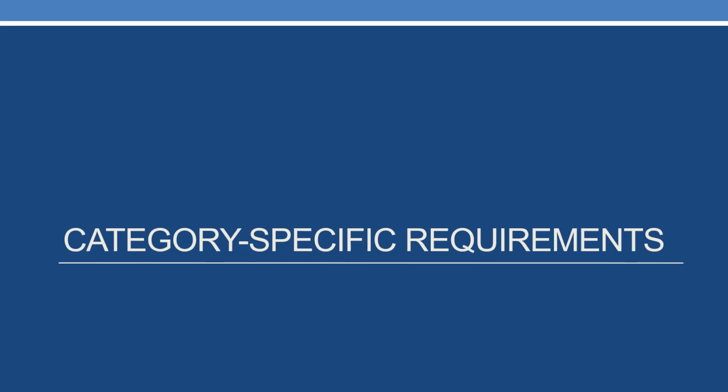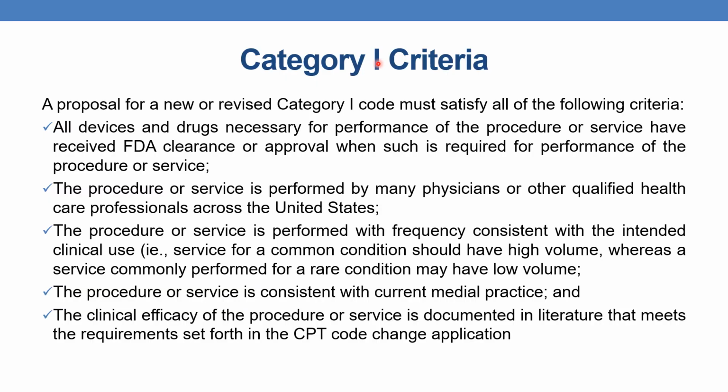Now coming to category specific requirements. Now coming to the criteria for category 1 codes. A proposal for new or revised category 1 code must satisfy all the following criteria. First is all devices and drugs necessary for performance of the procedure or service have received FDA clearance or approval when such is required for performance of the procedure or service. All the devices and drugs must receive FDA clearance. That is the first criteria.